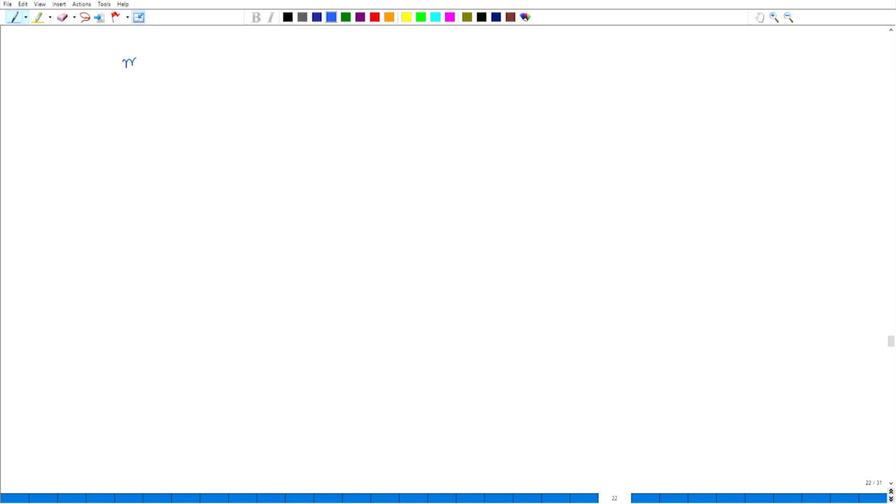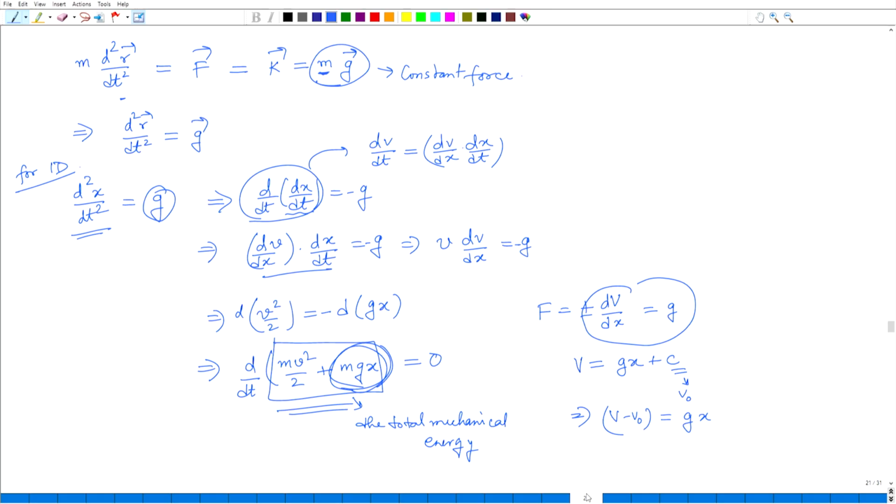Another very interesting feature: I am suggesting you try this type of problem or this type of conservation. Tell me whether, if your force is a constant force in 3 dimensions, you can also derive a conservation or not.